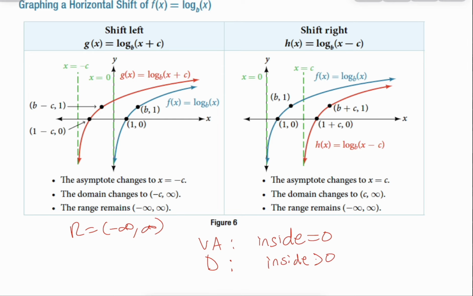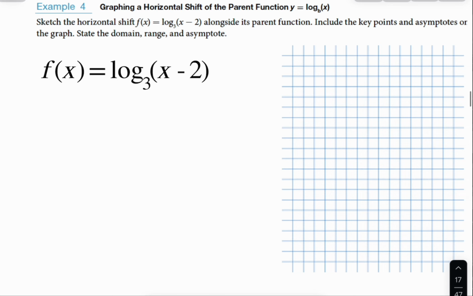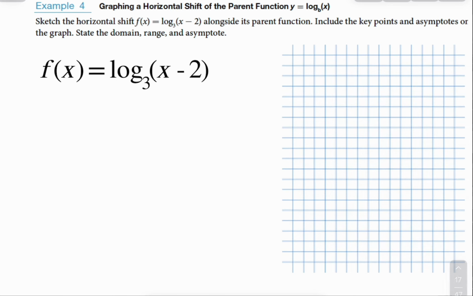So add on the inside moves it left, move that vertical asymptote. Subtract on the inside moves it right, move that vertical asymptote. So here we have one where there has been a shift. Now it says to graph it along with its parent function. So I'm going to call the parent function g of x, which is just the log base 3 of x.